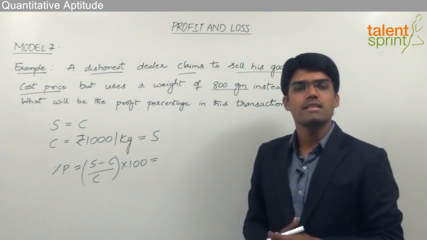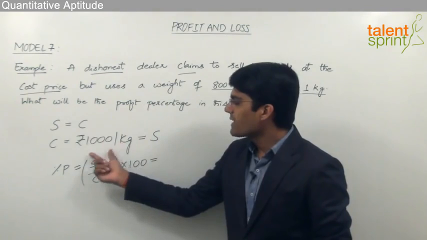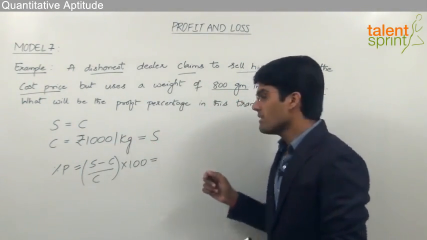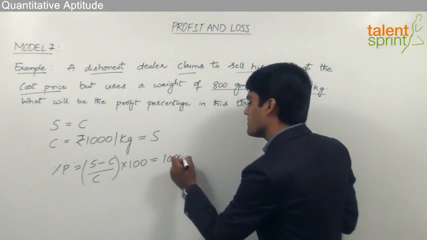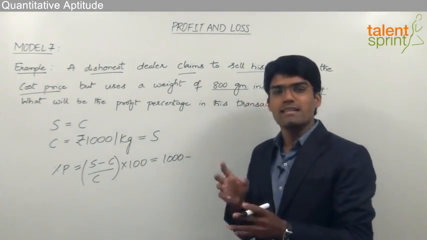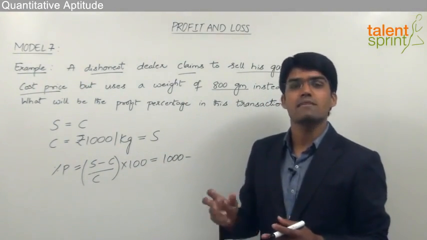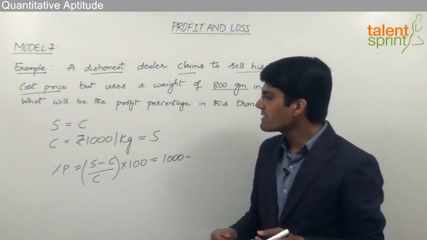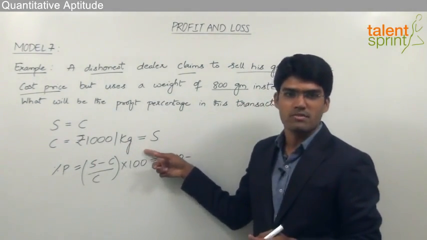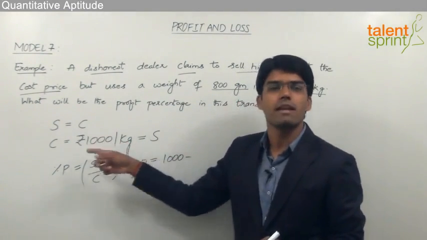Let's say 1 kg of the item is sold. Now if 1 kg is sold, the selling price will be equal to 1000 rupees. Why? Because the selling price is 1000 rupees per kg. But we very well understand that instead of 1 kg, he has given only 800 grams. And the costing for 800 grams will be 800 rupees. Why? Because 1000 rupees per kg means 1000 rupees for 1000 grams. So the cost price for 800 grams will be 800 rupees.